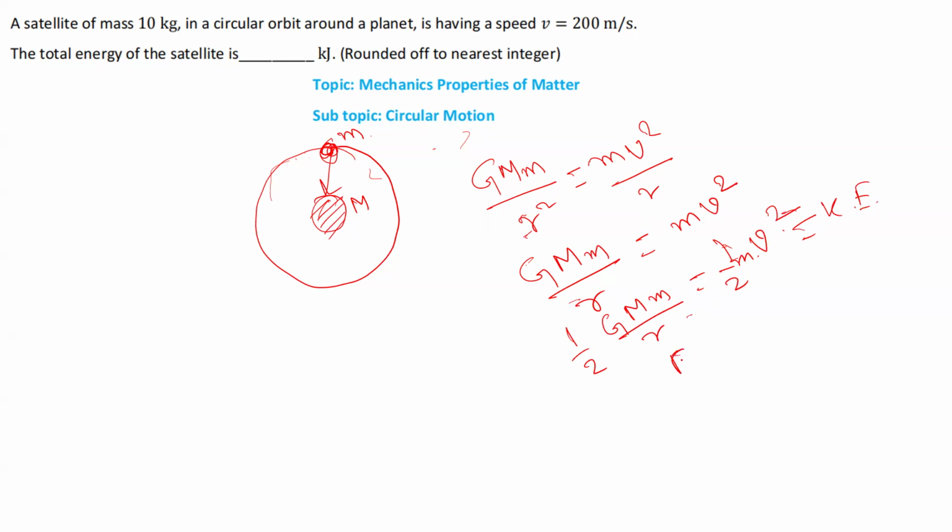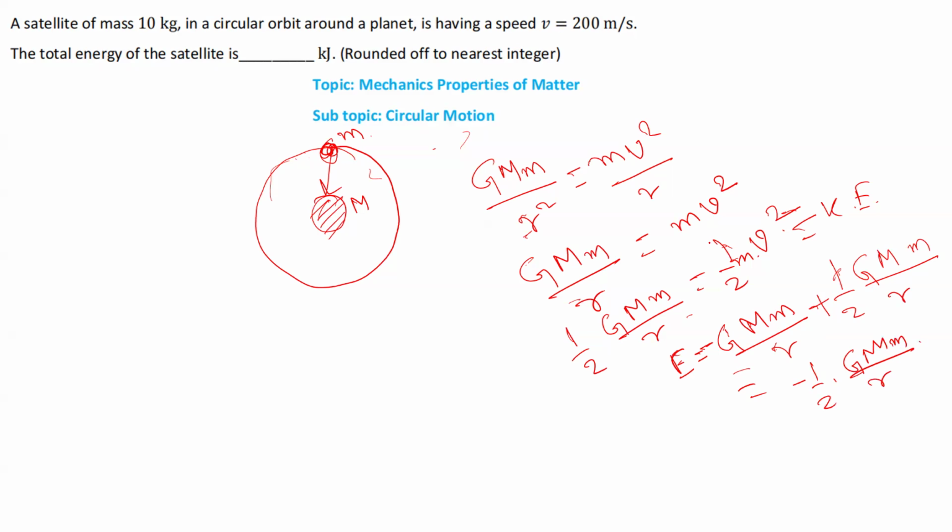So the total energy E can be written as potential energy, that is minus GMm by r, plus this kinetic energy. Kinetic energy is half GMm by r. So it will come out as minus half GMm by r, right?